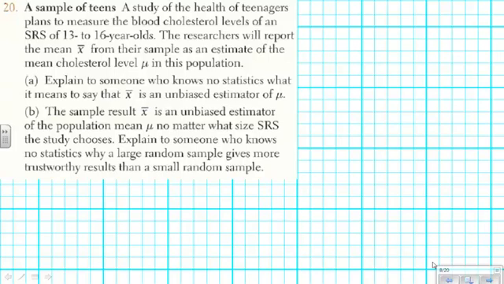Okay, slide number 20, or question number 20. A study of the health of teenagers plans to measure the blood cholesterol level of a simple random sample of 13 to 16-year-olds. Researchers report a mean X bar from their sample and estimate the mean cholesterol for this population. Explain to someone who knows no statistics what it means to say that X bar is an unbiased estimator of mu.